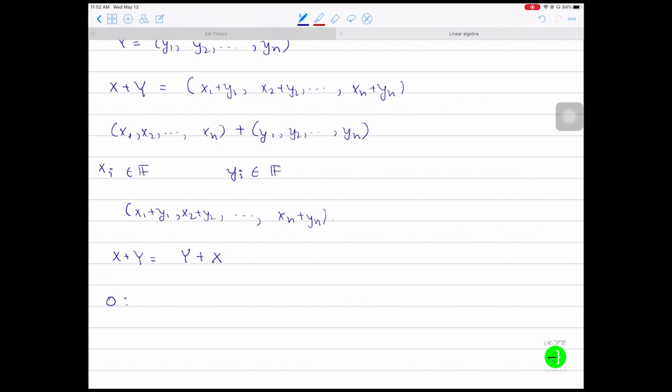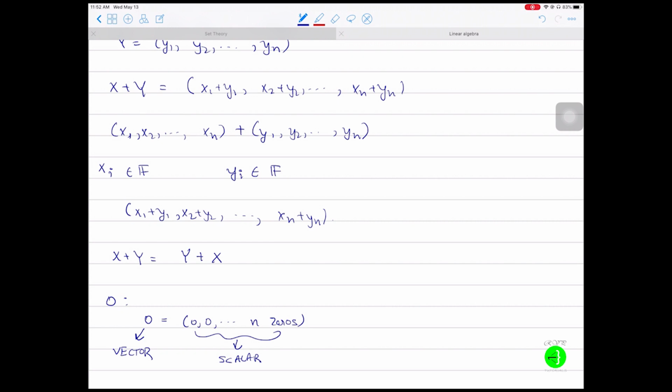Now, one thing when we talk about lists is this term 0. So 0 is the list containing all zeros, n zeros. And one really important thing to remember is that the 0 on the left hand side is the vector 0, which represents the list, and each of these terms is the scalar number 0.